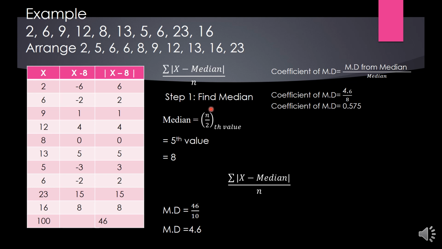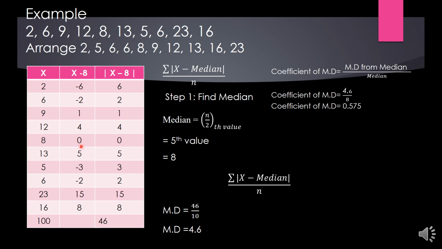So to calculate this, 10 by 2 is equal to the fifth value. So from the arranged data we find out what the fifth value is. Here we have the 8, which is our fifth value. Once you find the median, you need to find the x minus median column. So x minus 8, because 8 is our median. From all the values of x you need to find the difference from their median.